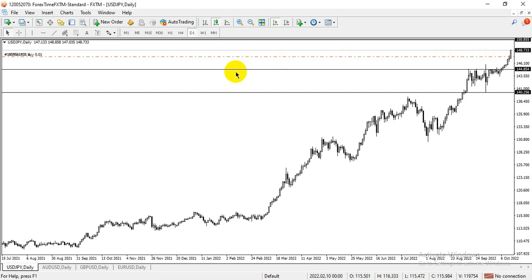Now, know fully well that the USDJPY is on an all-time high.